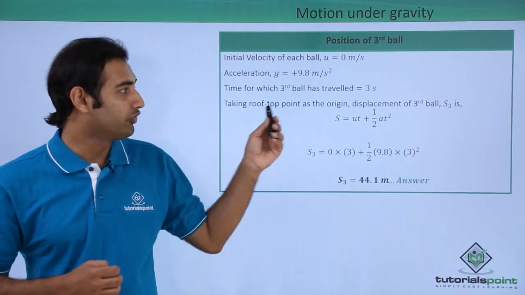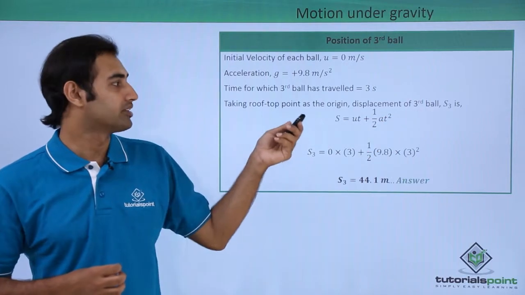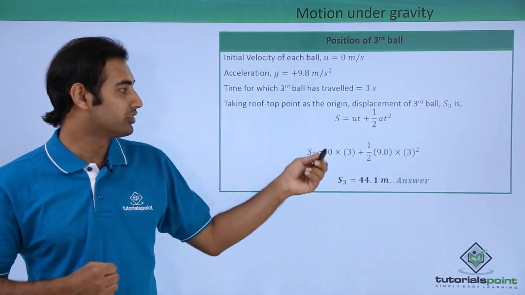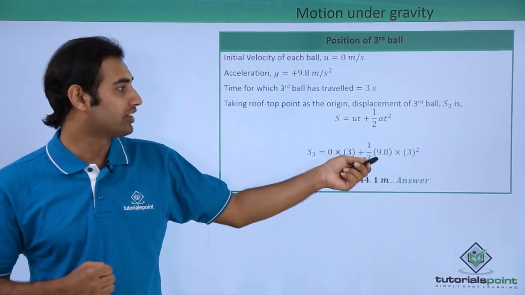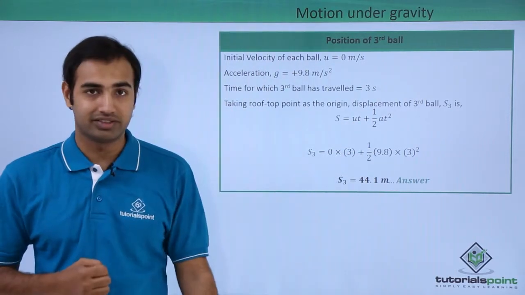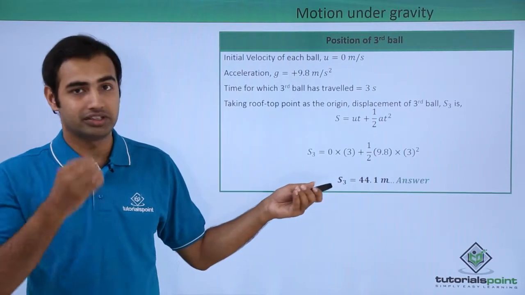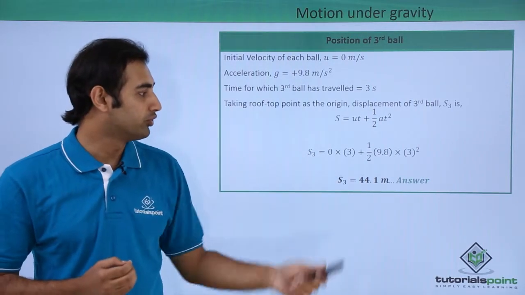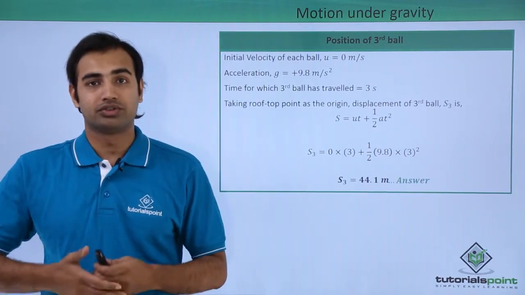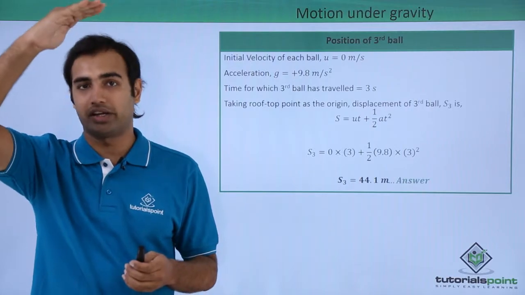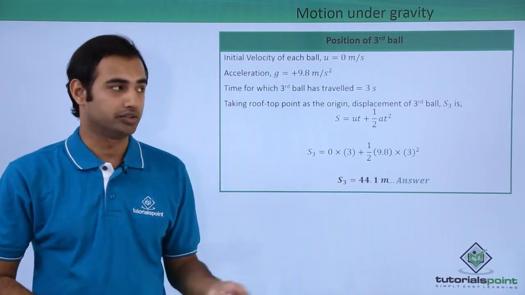So if I have to find the displacement of third ball, I'll apply s is equal to ut plus half at square. Now once I do that, initial velocity is 0. Acceleration due to gravity is 9.8. Time taken is 3 seconds. Plug in the values, you obtain the value of s3, or the displacement of third ball, as 44.1 meters. So the displacement of third ball, or the position of third ball from the top height, is 44.1 meters.